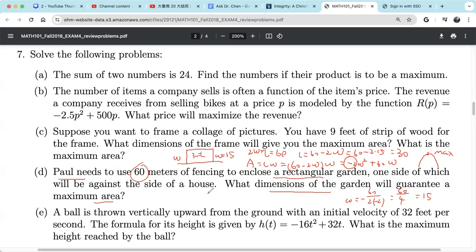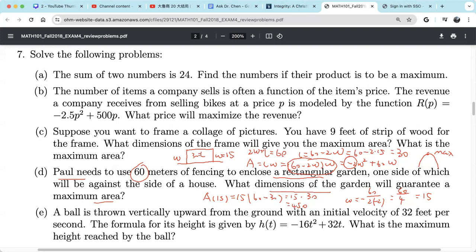What's the maximum area? That's A of 15, equals plugging 15 into the function. A of 15 equals 15 times 60 minus 2 times 15, which is 30. So we got 15 times 30, 60 minus 30, indeed 30, right? Then we have 450. So the maximum area is 450.